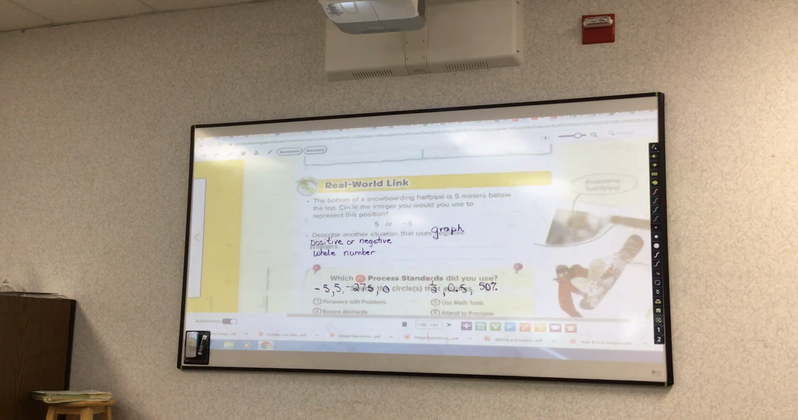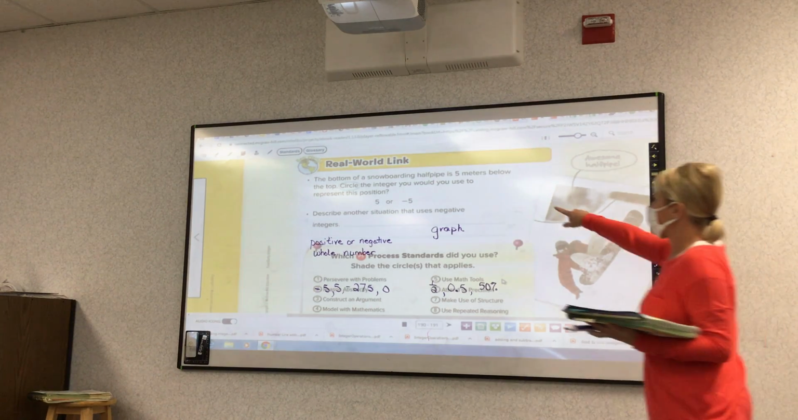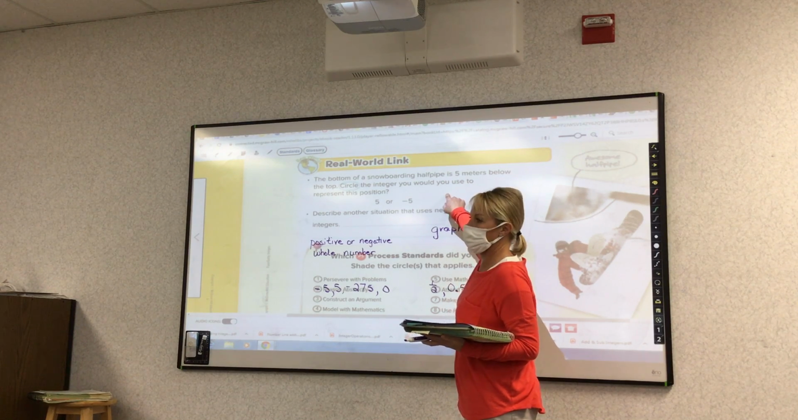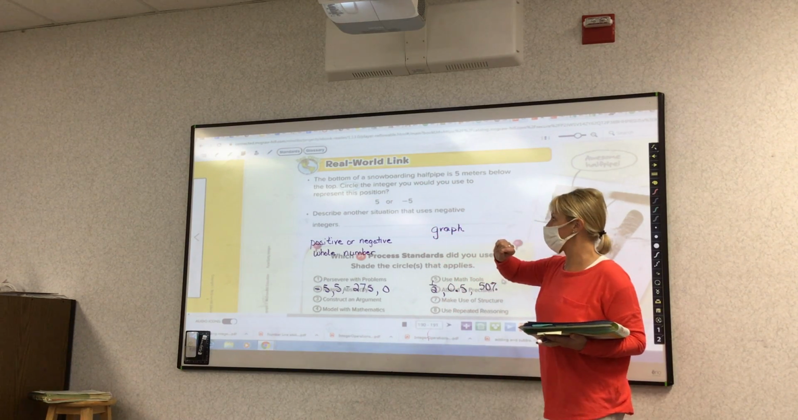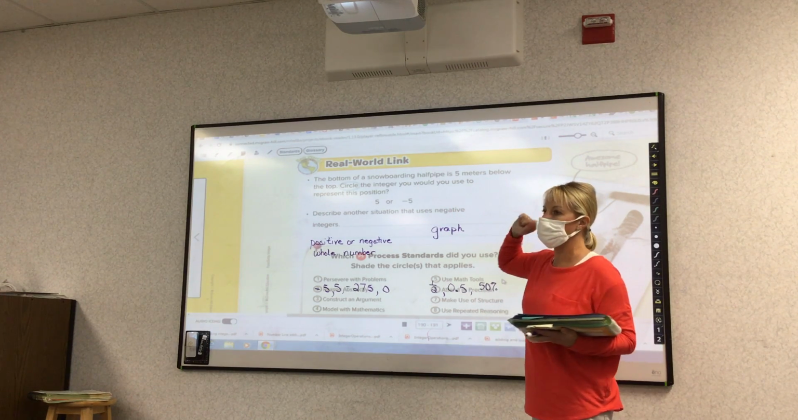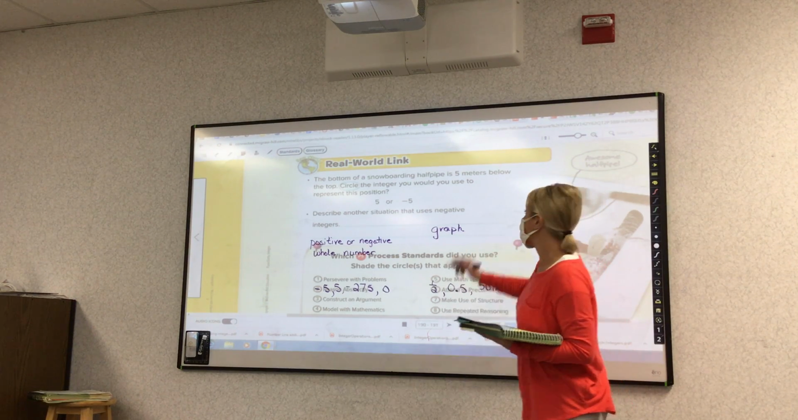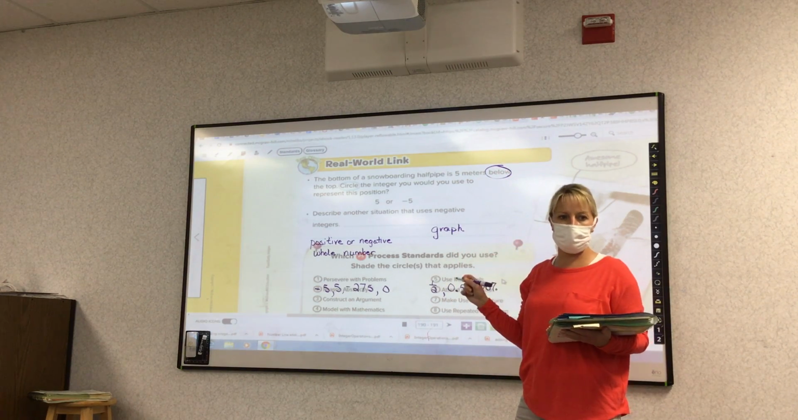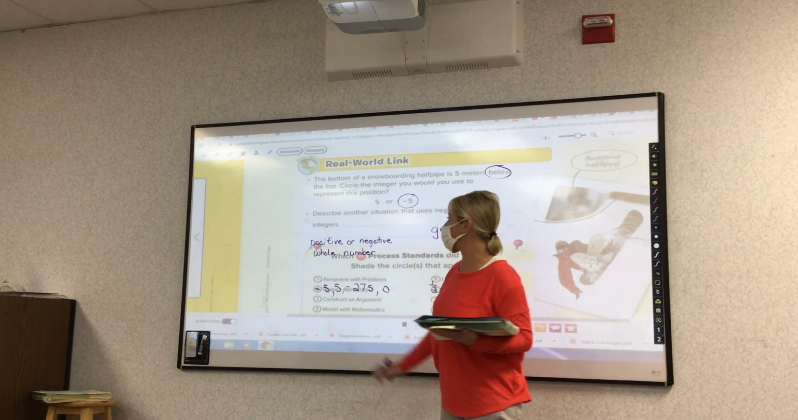So if we have a real world situation here, it says the bottom of a snowboarding half pipe is 5 meters below the top. Circle the integer you would use to represent this position. So go back. We are going to circle keywords. It says the bottom of the snowboarding half pipe is 5 meters below the top. There is a keyword there. What's my keyword? Below. So I want everybody to circle in your book below. So if the number is below, is my answer going to be a 5 or negative 5? Negative 5. So then we're going to circle the negative 5.